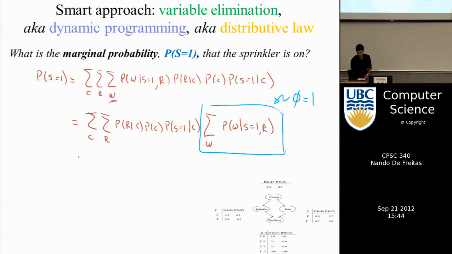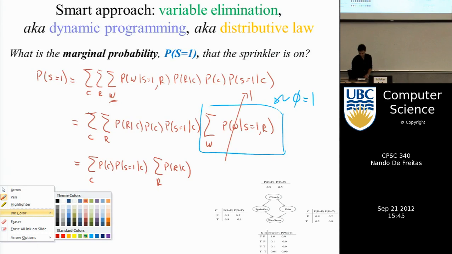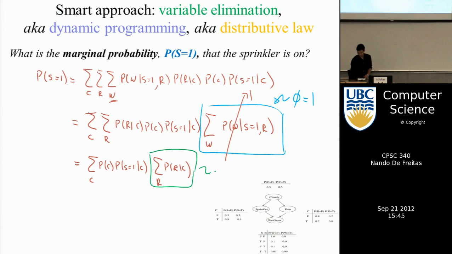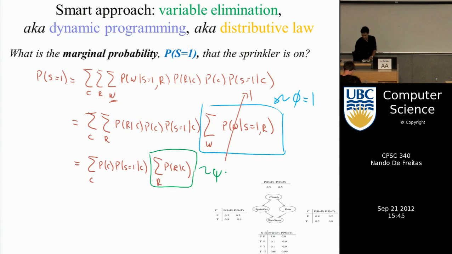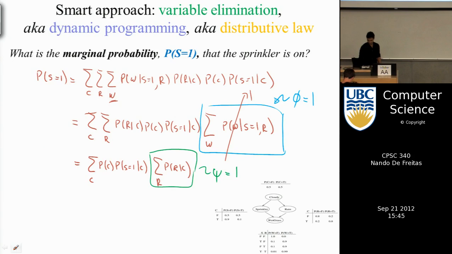So this is just equal to the sum over C. And now this whole thing goes to 1. Sum over C, and then I'm going to take C out, P of S equal 1 given C, and then the sum over R of P of R given C, and I'm going to also give it a name. I'm going to call this guy Psi. And Psi is equal to 1. So easy once you know how to do it.